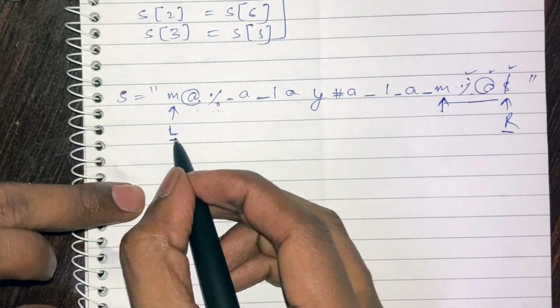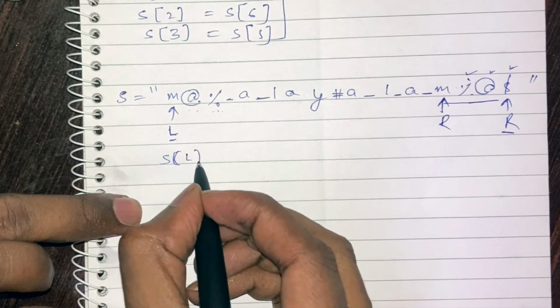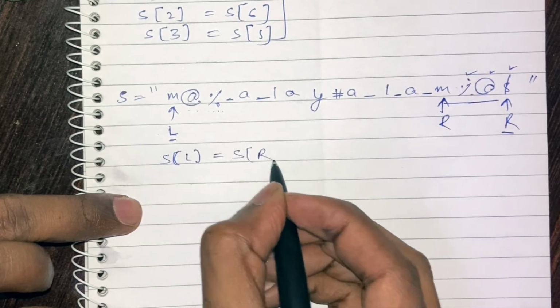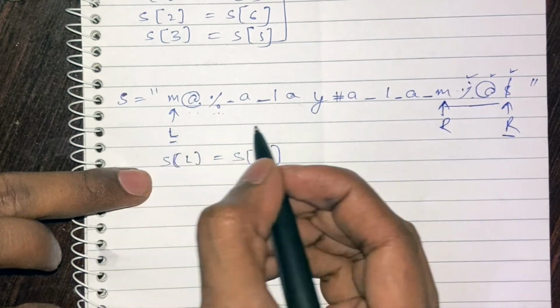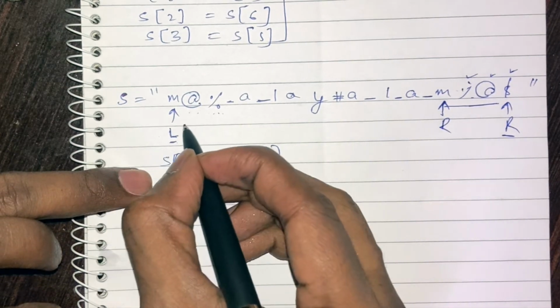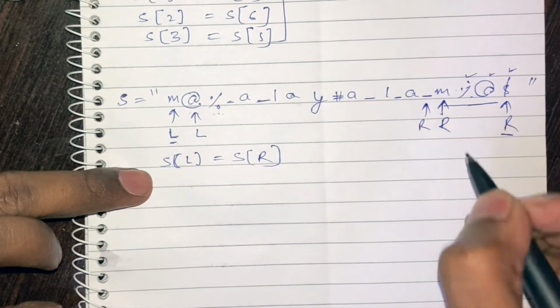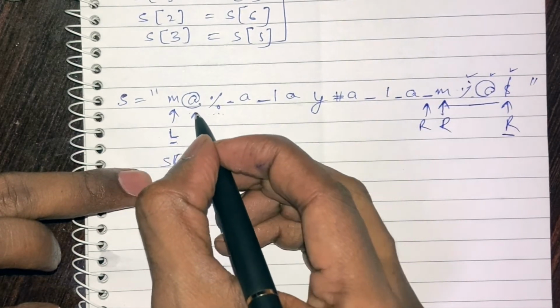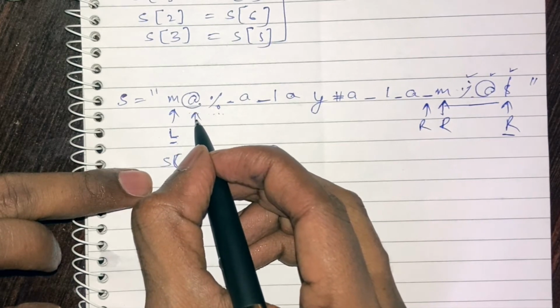Now both are alphanumeric. We'll compare S of L and S of R. These are the same. We move one step towards the center for both left and right. Now we see at left this is not alphanumeric, so we have to skip this character.